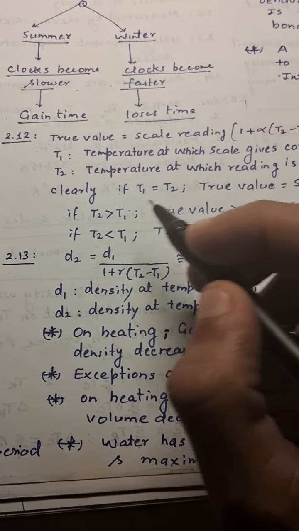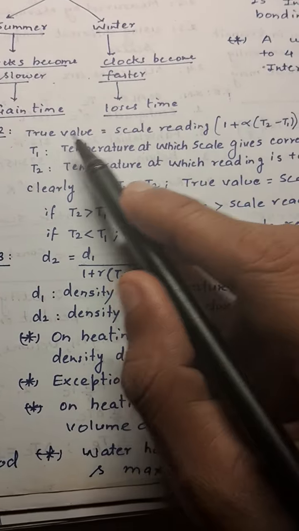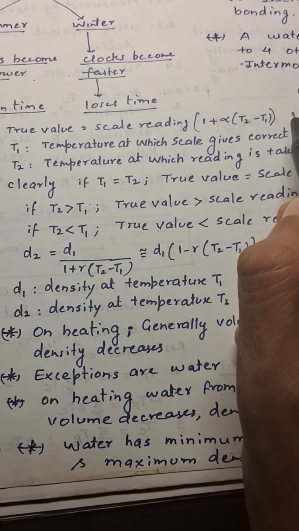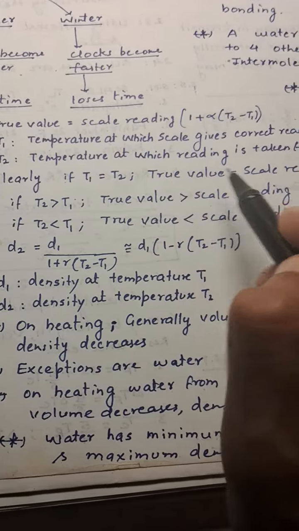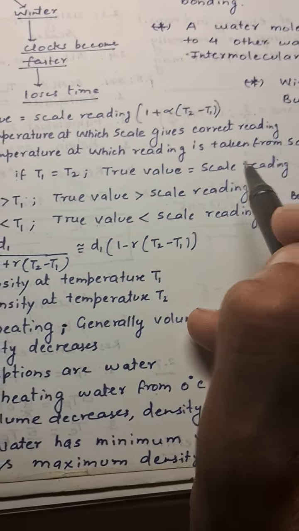There is another relation between true reading and scale reading. The relation is that true value is equal to scale reading times (1 plus alpha (T2 minus T1)). So there are three cases. If T1 is equal to T2, true value is equal to the scale reading.